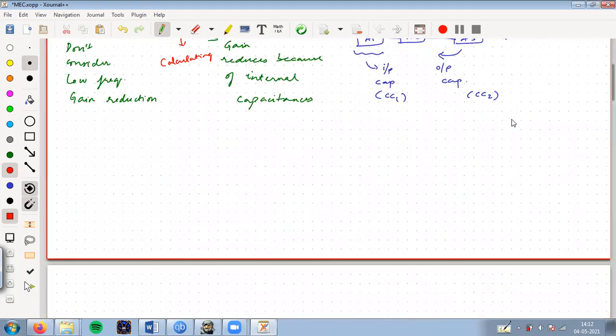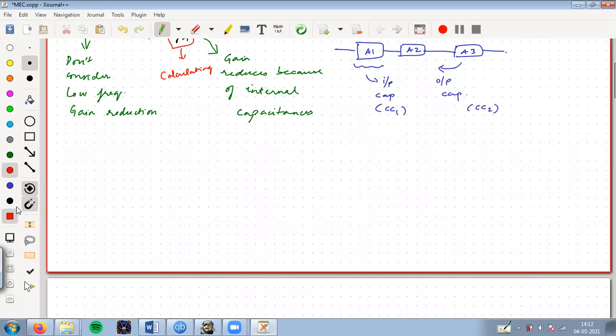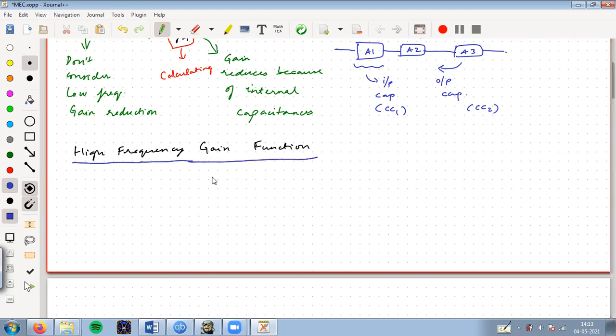For that, we need something called a high frequency gain function. It is given by this expression: A of S equals AM times FH of S.